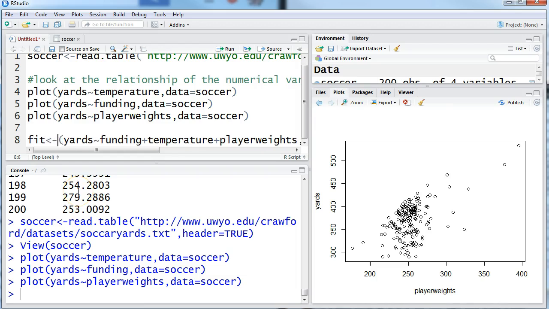So let's start by making us a fit. And I'm going to try to predict the yards based on funding and temperature and player weight. Notice I've done plus signs. I'm not going to multiply them. And because that's what this chapter is about, you can probably guess I'm going to need them. And I could just multiply all these together and end up with, I think, eight terms in the model. Is that what it would be? But for your final project, you've got 16 variables. Let's not do it that way.